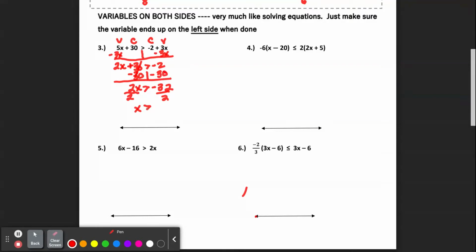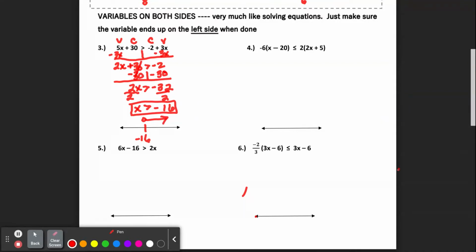Now, can you get a negative as your answer? Yes, but that doesn't mean that you switch the inequality symbol. So this will be -16. It's going to be an open circle. Greater than would go to the right. Let's take a look at number 4.